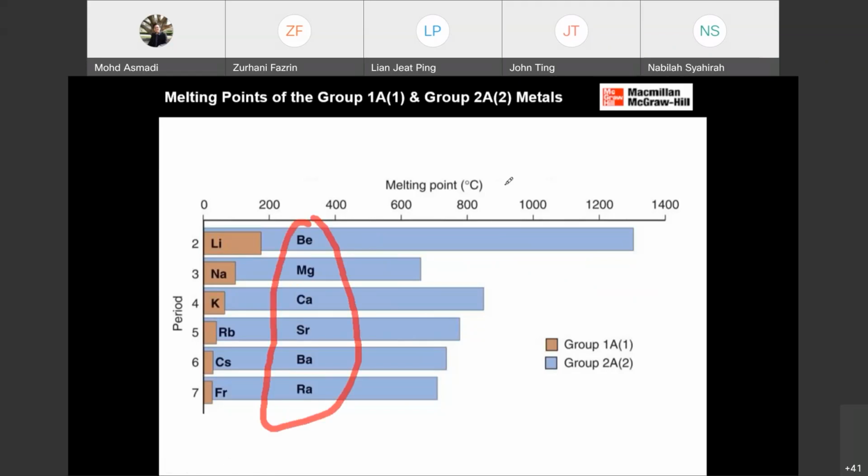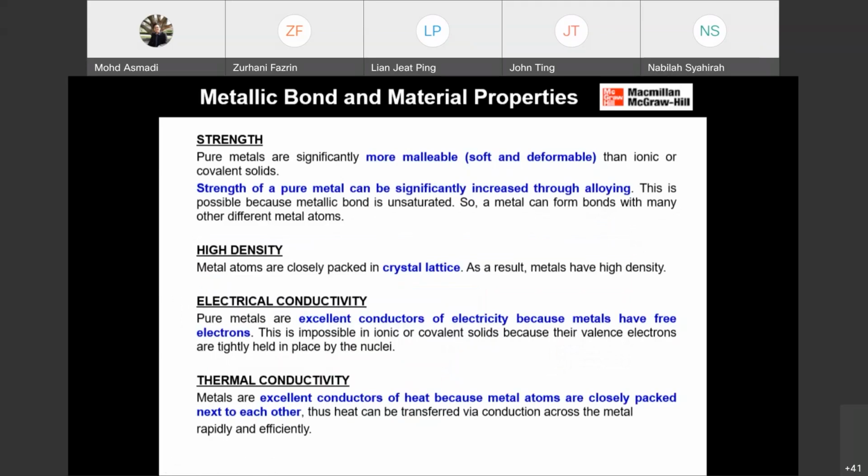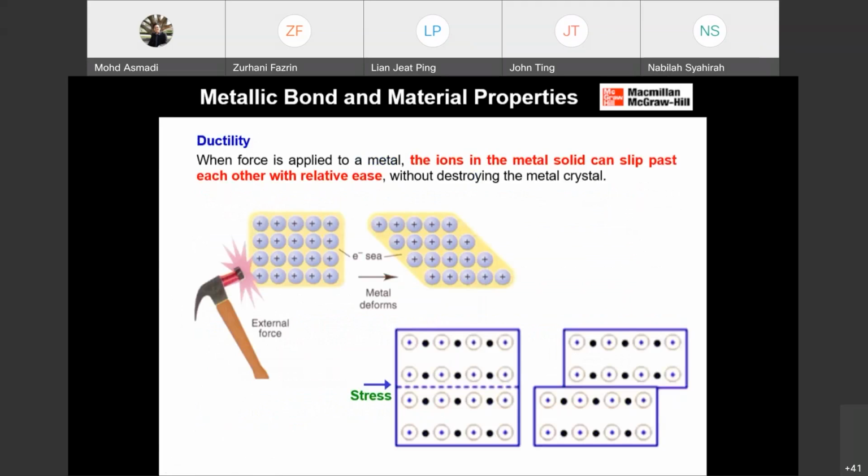Okay, so in terms of the properties of the metals, the strength is more malleable, as I told you, high density because it's close packed in the crystal lattice. Crystal lattice is the position in a 3D form. Excellent conductor of electricity. Excellent conductor of heat, similarly due to the close packing of each atom. They are very close together. That's why it can conduct heat. This is the properties. It's ductile, right? Ductility: when you give an external force, it just deforms rather than breaks like ceramics. It's not fragile. Later in the next chapter, we will focus more on metals and ceramics, especially metals.